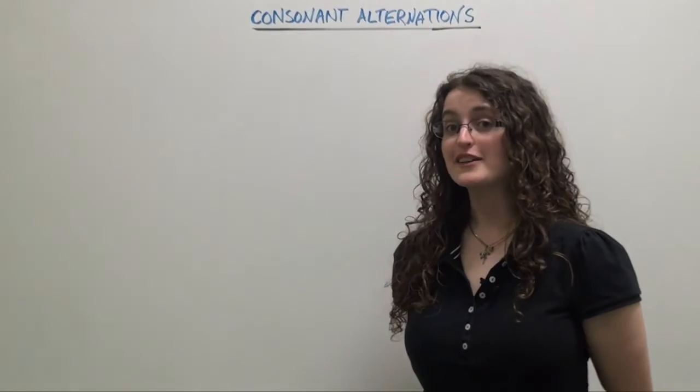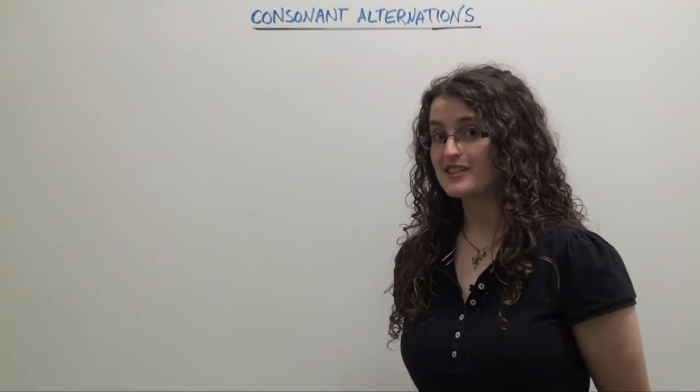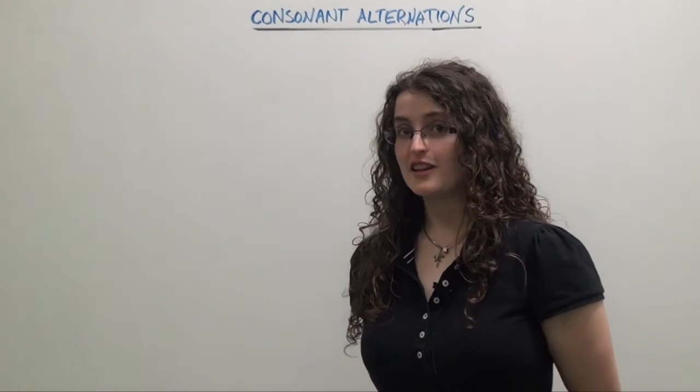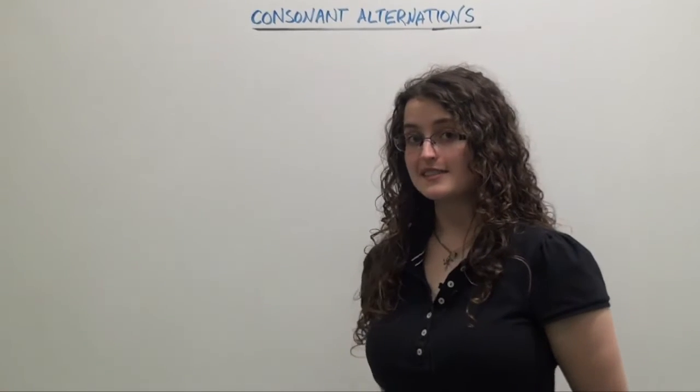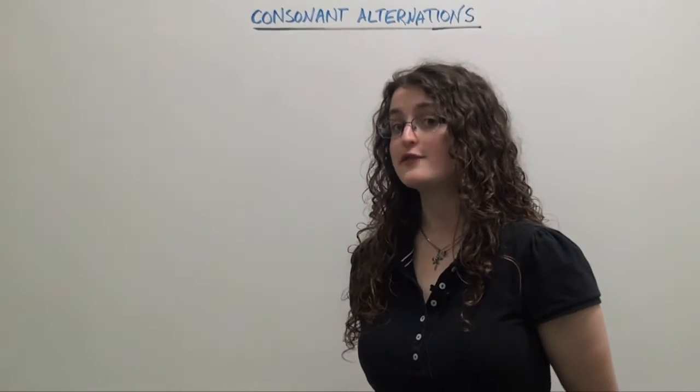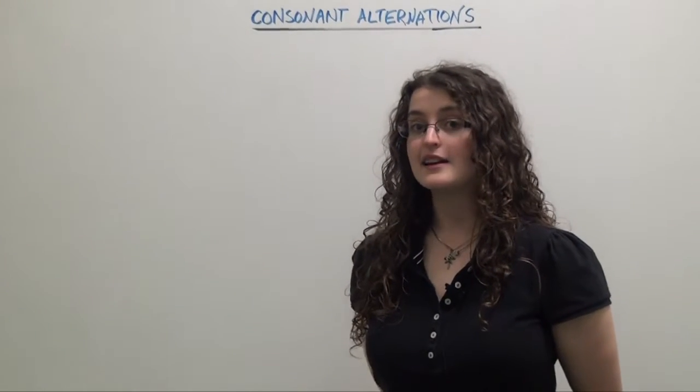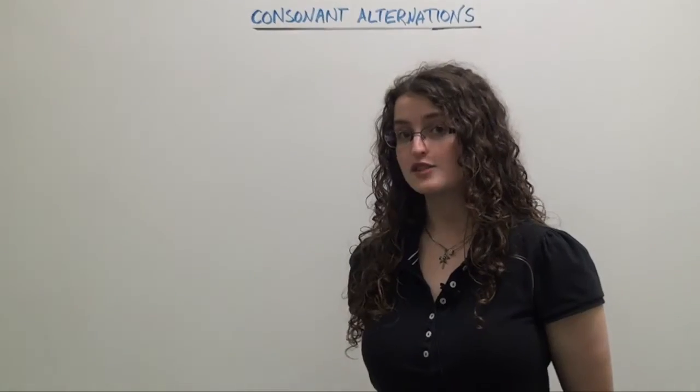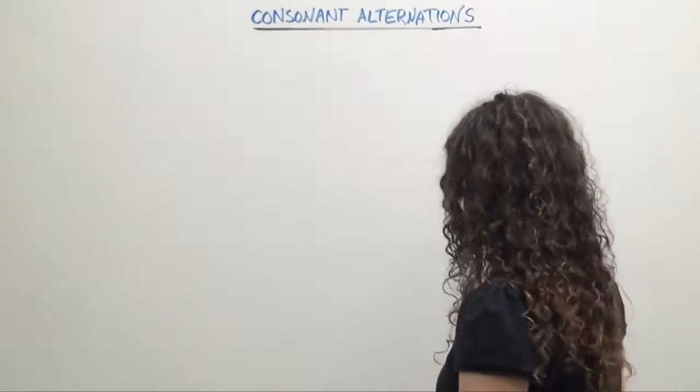Now we're going to talk about consonant alternations in Turkish. Consonant alternation is the process where the consonant at the end of a Turkish noun or adjective transforms into a different consonant when you add a suffix or ending that starts with a vowel. Let's look at an example.